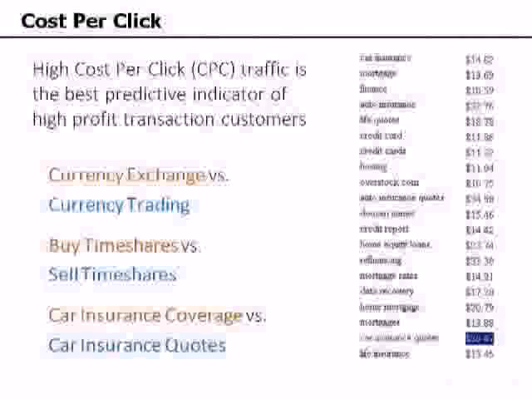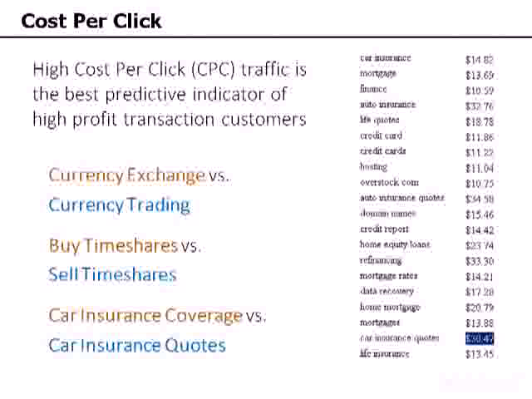As we start to better understand our user intent and the different types of queries that people are coming into our website with, what they're searching for, that customer funnel from when they enter our site to when they purchase or convert, we start to see a trend in high cost per click traffic being the best indicator of higher conversion rates, or high profit transaction customers. These are the phrases that are beneficial to our business and our competitors, and therefore are high cost per click. They're going to cost us more money.